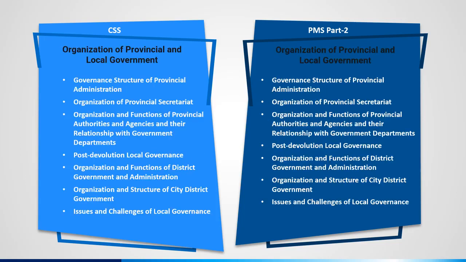Here is the 9th chapter of CSS Public Administration, that is Organization of Provincial and Local Government. The contents include governance structure of provincial administration, organization of provincial secretariat, organization and functions of provincial authorities and agencies and their relationship with government departments, post-devolution local governance, organization and functions of district government and administration, organization and structure of city district government, issues and challenges of local governance.